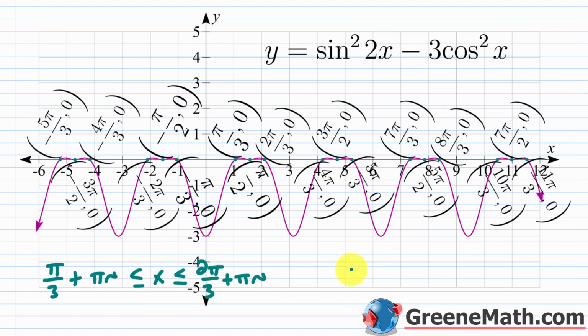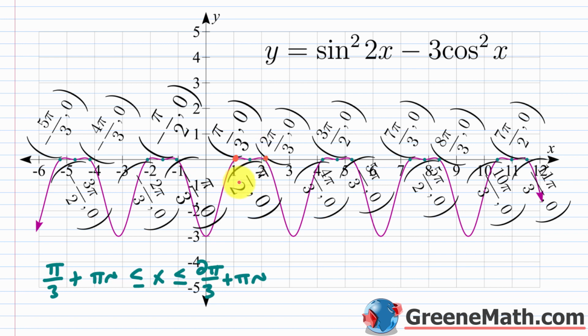So again, you can go to Desmos and just type in y equals sine squared of 2x minus 3 cosine squared x. And we're trying to figure out where the y values are either equal to 0 or greater than 0. So basically, if I look at these x-intercepts here, let me just point them out. So we have this pi over 3 here, and then we have this 2 pi over 3 here.